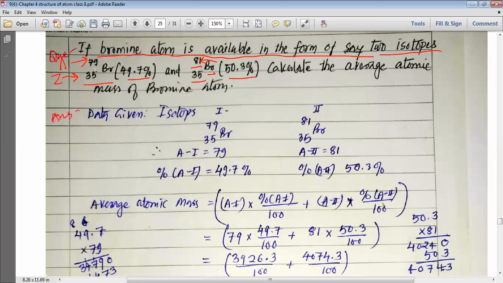So this is the atomic mass of isotope 1, 79. This is the atomic mass of isotope 2, 81. Their percentages are clearly given: 49.7% and 50.3%. So now we have these values.